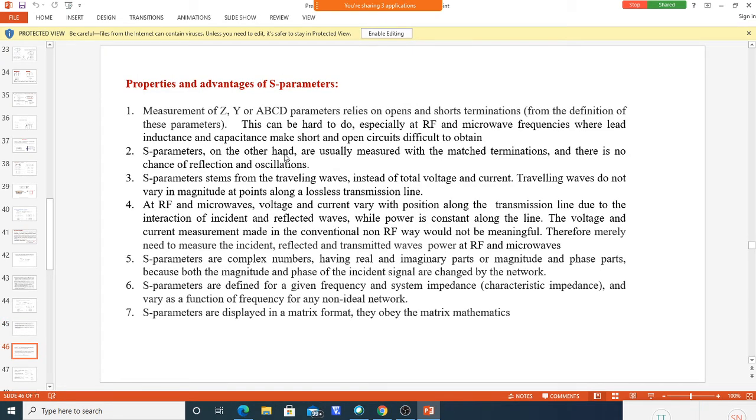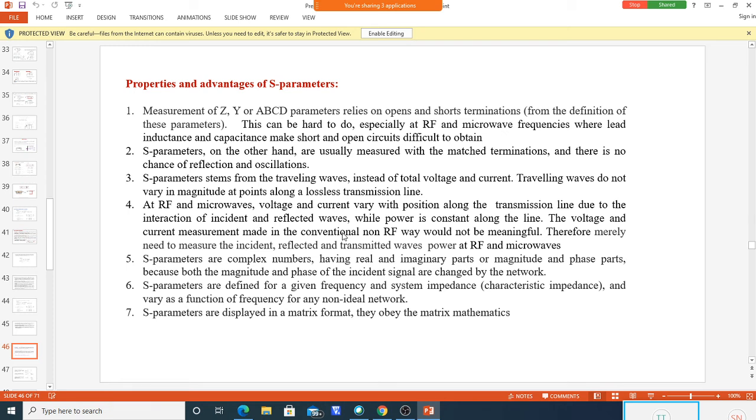I have repeated the same points here also. You can go through why we are not using Z parameters at RF and microwaves. Written here is why we should use S parameters at RF and microwave; that is given in these properties, advantages and properties of S parameters.